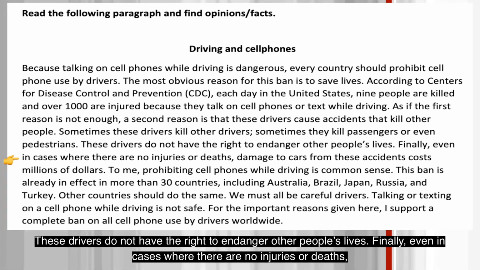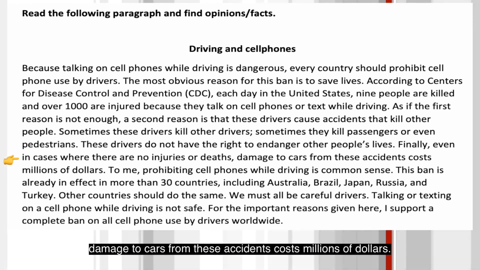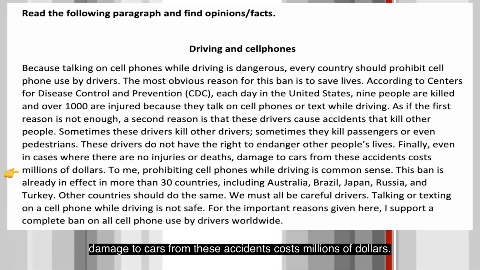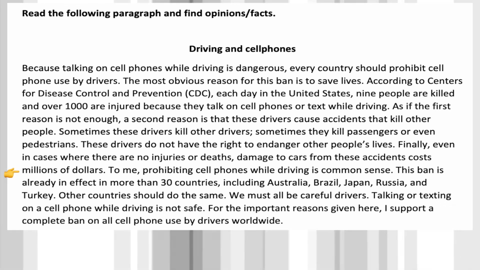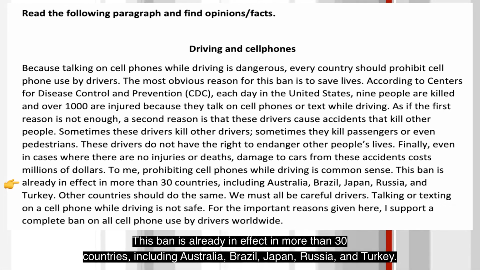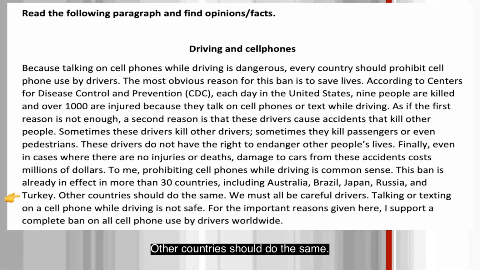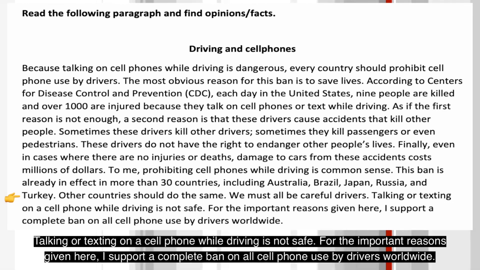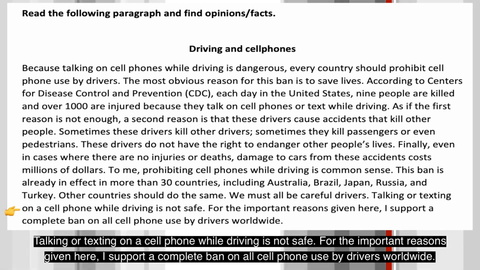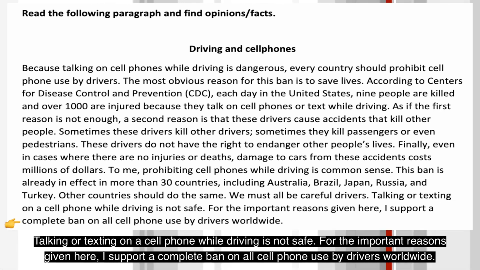Finally, even in cases where there are no injuries or deaths, damage to cars from these accidents costs millions of dollars. To me, prohibiting cell phones while driving is common sense. This ban is already in effect in more than 30 countries, including Australia, Brazil, Japan, Russia, and Turkey. Other countries should do the same. We must all be careful drivers. Talking or texting on cell phones while driving is not safe. For the important reasons given here, I support a complete ban on all cell phone use by drivers worldwide.